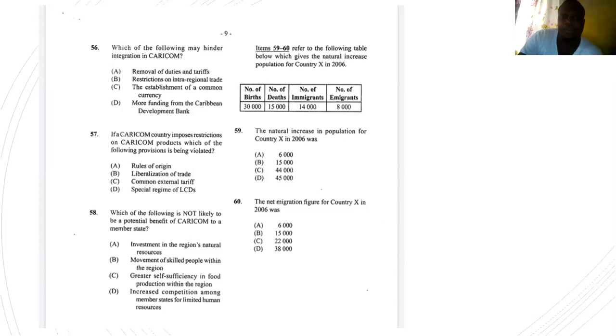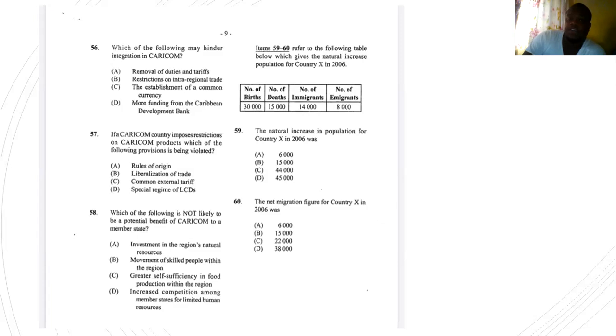58. Which of the following is not likely to be a potential benefit of CARICOM to a member state? A, investment in the region's natural resources. B, movement of skilled people within the region. C, greater self-sufficiency in food production within the region. D, increased competition among member states for limited human resources. Answer is D, increased competition among member states for limited human resources.